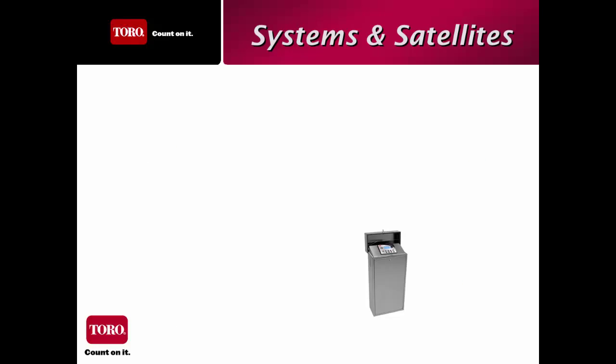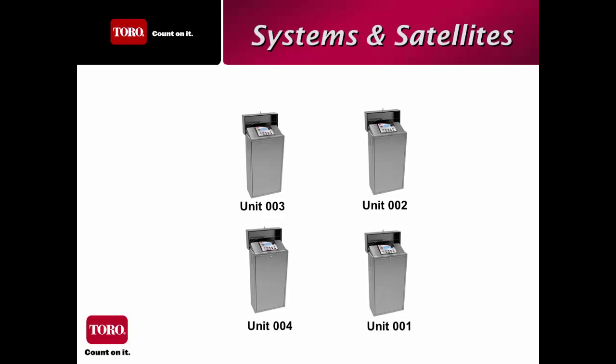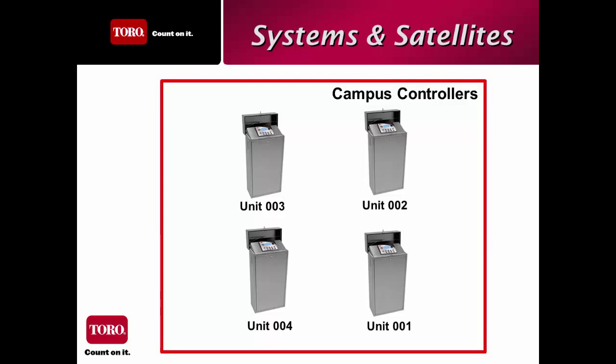Systems are created to define groups of controllers. For instance, on a college campus, you might have a system for athletic fields and another for general campus grounds. In this example, we have a single satellite controller with a unit number of 001. Another controller is installed in the field and added into the Sentinel software as unit 002. Then perhaps additional controllers are added later. The group of controllers can be collectively controlled by creating a system called campus controllers.